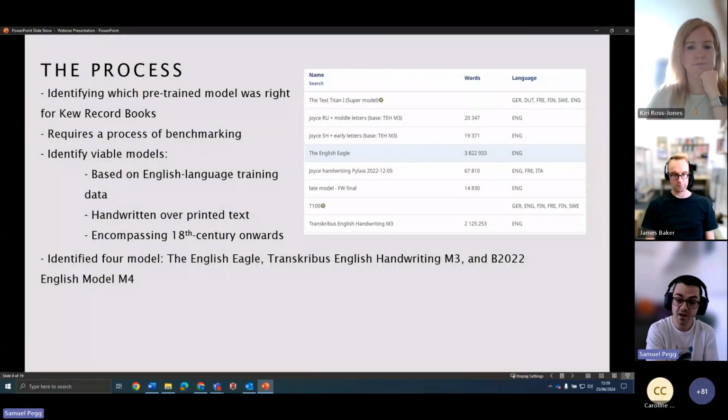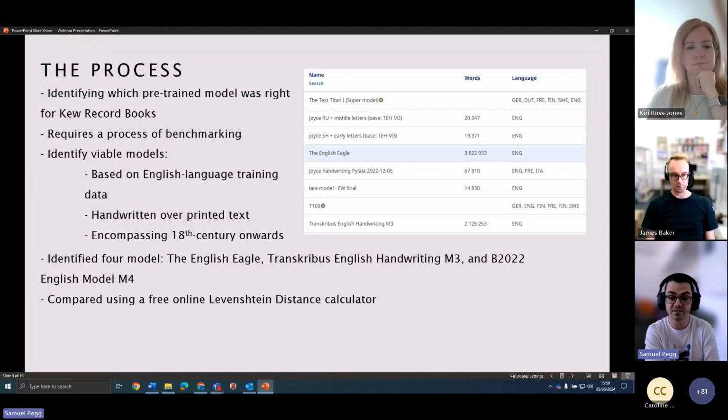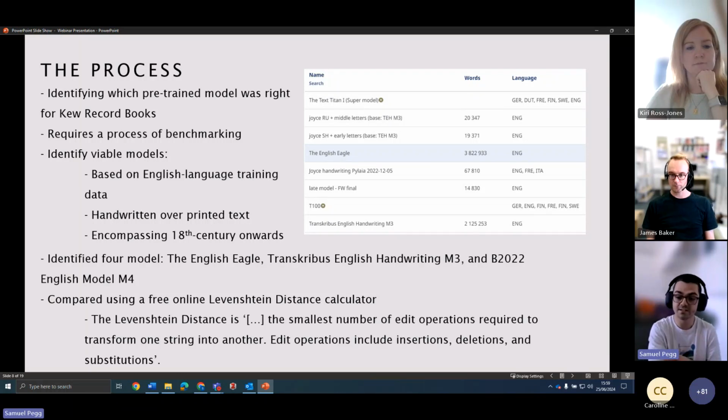And in order to benchmark these models then, we needed a way to capture a difference between the Transkribus transcription and the manual transcription. And this comparison was conducted using a free online Levenshtein distance calculator. And for those who don't know, the Levenshtein distance is the smallest number of edit operations required to transform one string into another. And these edit operations include insertions, deletions, and substitutions.